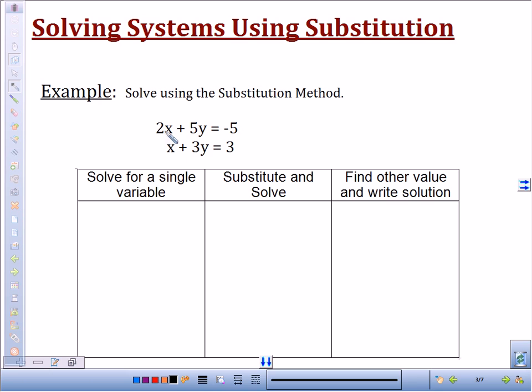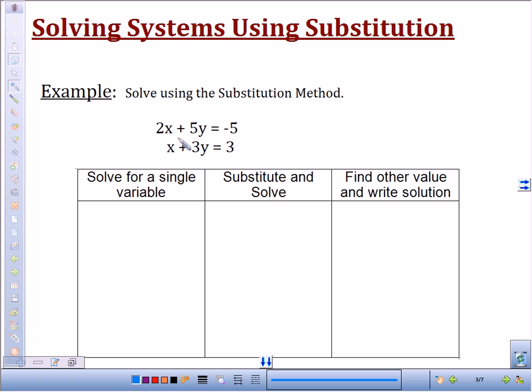We are going to solve this system of equations, 2x plus 5y equals negative 5 and x plus 3y equals 3, using the substitution method. My first step will be to solve for a single variable. As I said, it does not matter which equation I use or which variable I solve for. What I usually want to do is look at both of my equations and find a variable that it would be easy to solve for.